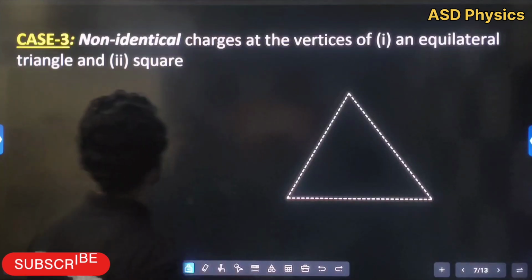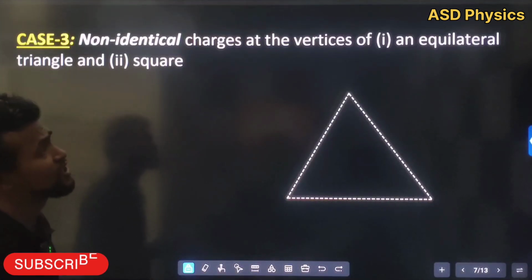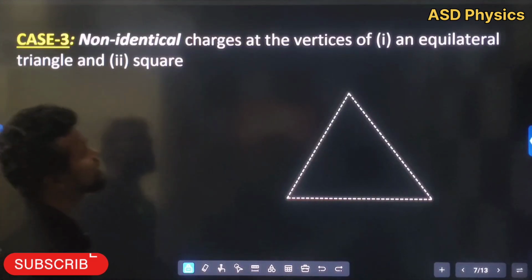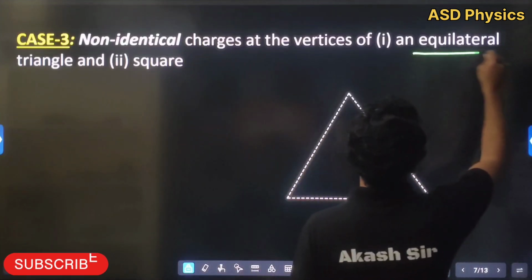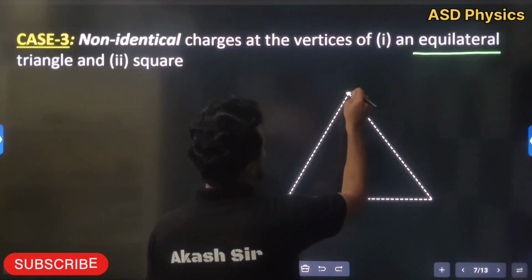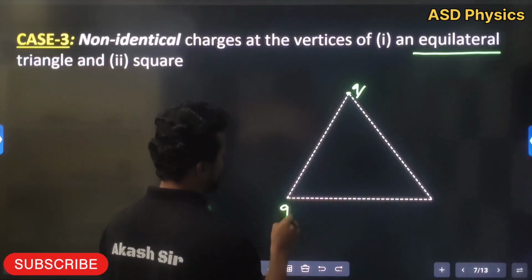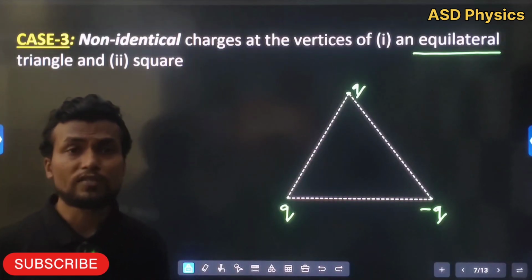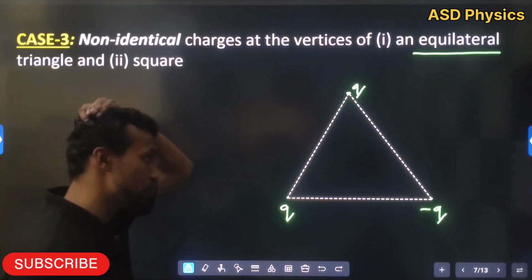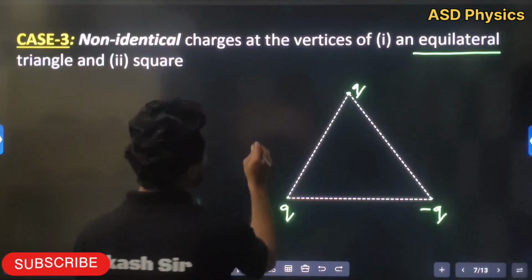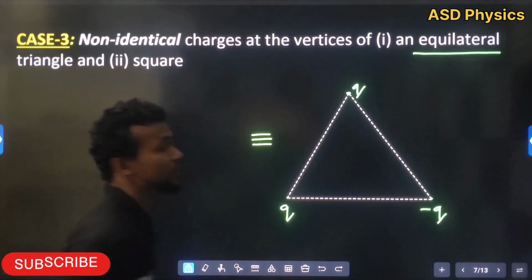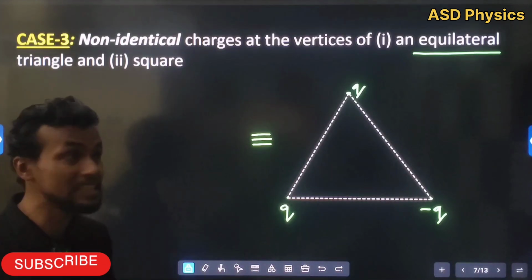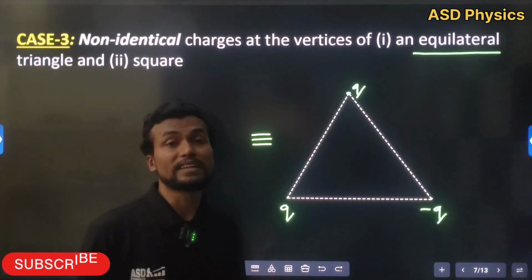See please here, Case 3: non-identical charges at the vertices of an equilateral triangle and a square. So let's take here Q, and here I have taken minus Q. Then what will happen in this situation? This kind of question can be solved very easily by drawing the identical, or we can say equivalent, diagram here.